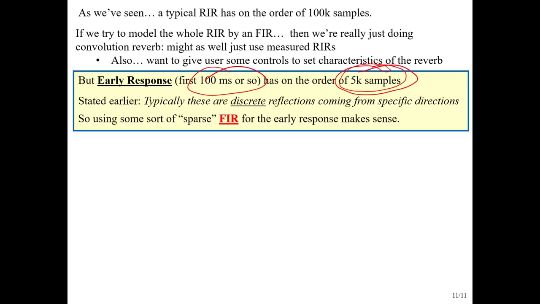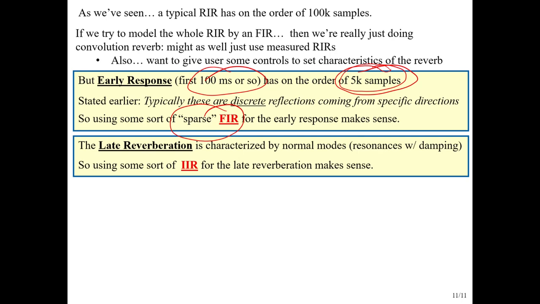So we can use some sort of sparse FIR. There will be many unit delays in a row where we're not tapping anything off from it. Then we have a tap. Then we might have many unit delays and another tap.